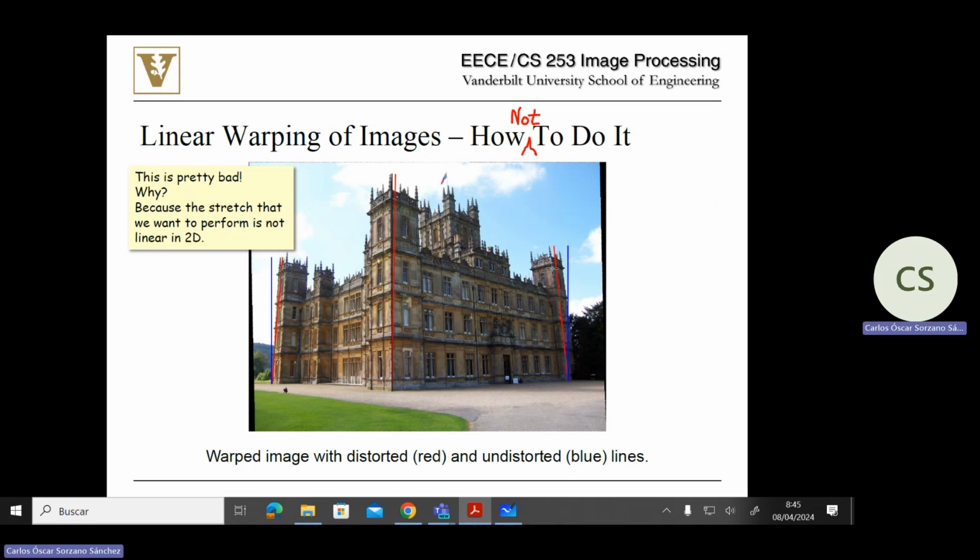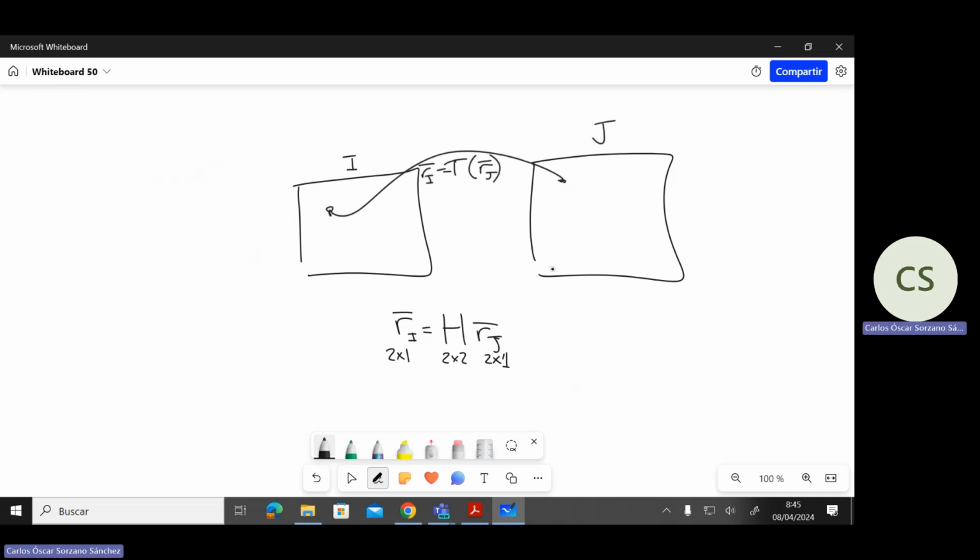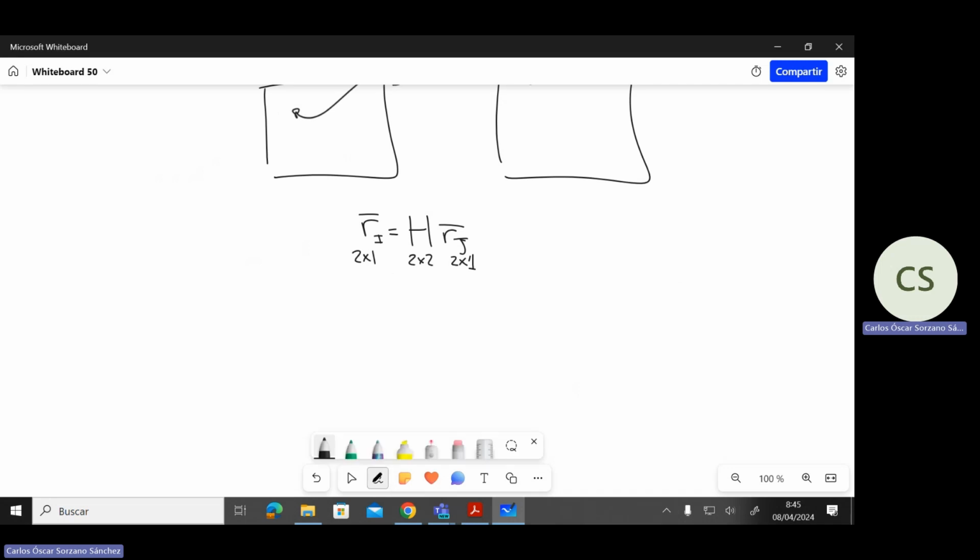So why? Because perspective is something that happens in 3D, and our transformation is only dealing with 2 dimensions. So let's try to modify the problem so that it is now expressed in a 3D way. And for doing that, what we did was to extend the coordinates and now use homogeneous coordinates.